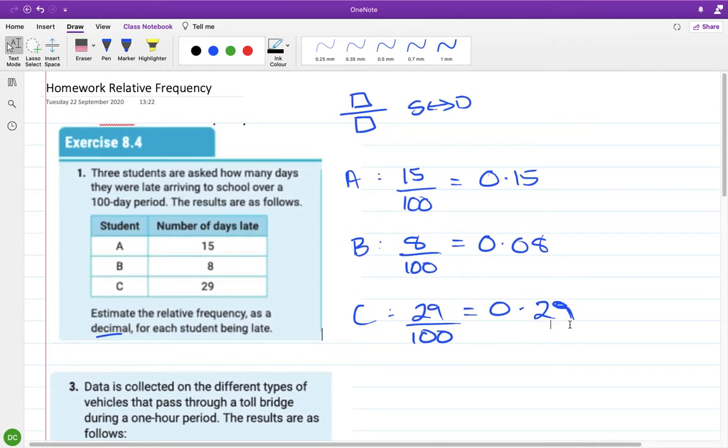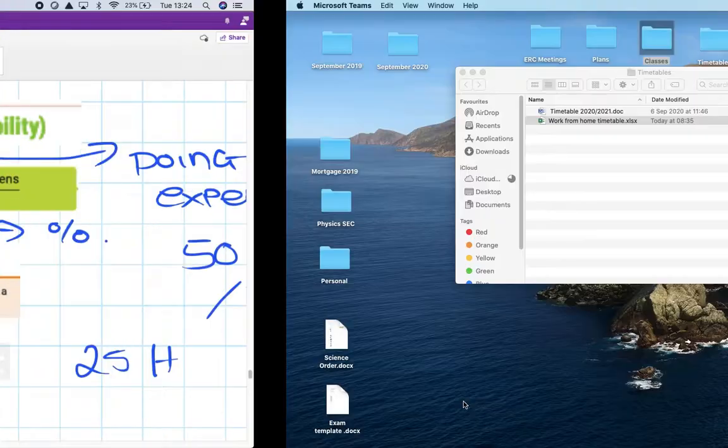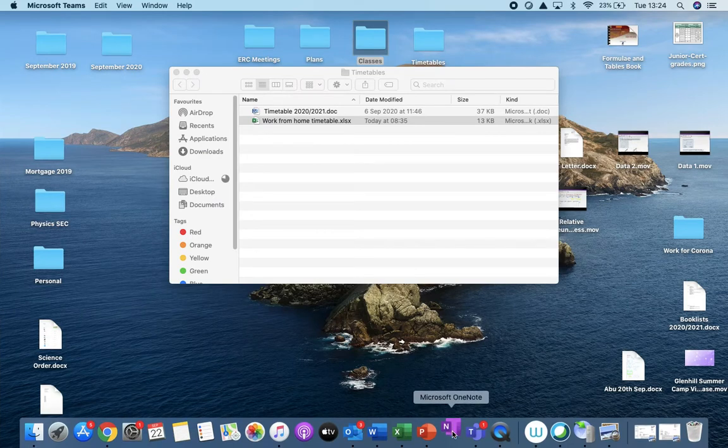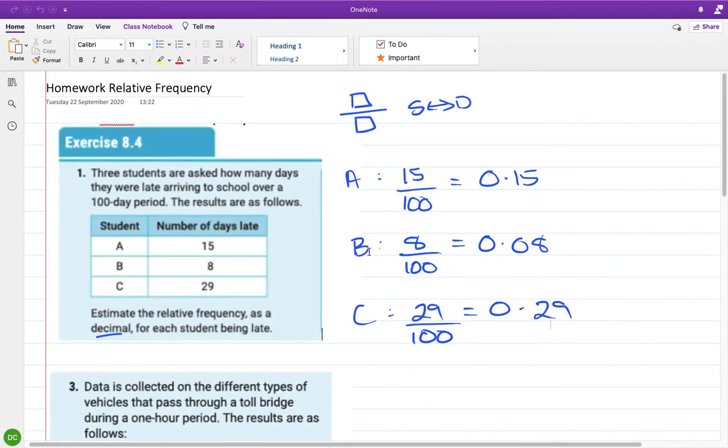Now, hang on. This is freezing on me, so just bear with me a second while I shut it down and then come back into it. Okay, so let's try this.